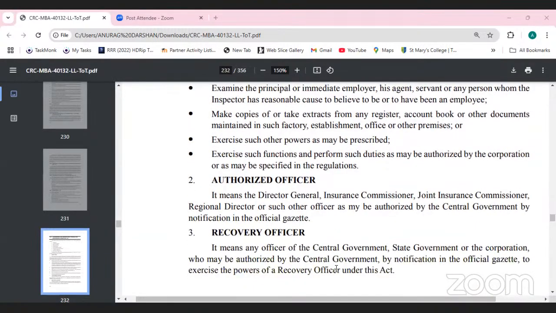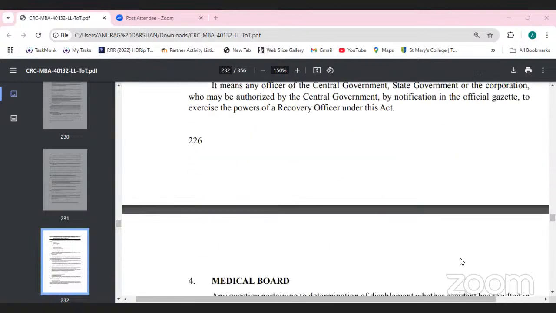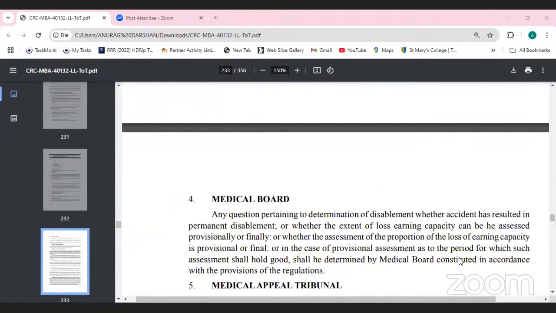Now, who is an authorized officer? It means the Director General, Insurance Commissioner, Joint Insurance Commissioner, Regional Director, or such other officer who can be authorized by the central government with a notification in the official gazette. And the recovery officer means any officer of the central government, state government, or the corporation who may be authorized by the central government by notification in the official gazette to exercise the power of a recovery officer under this Act.